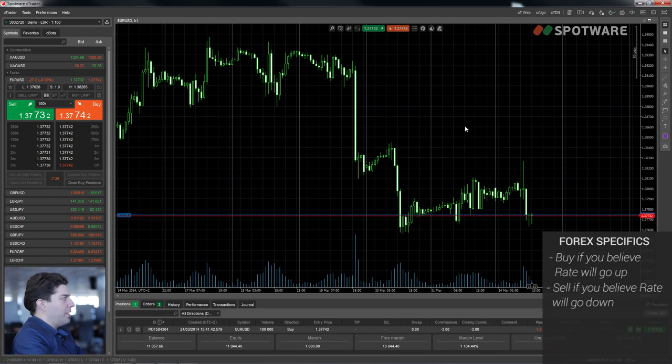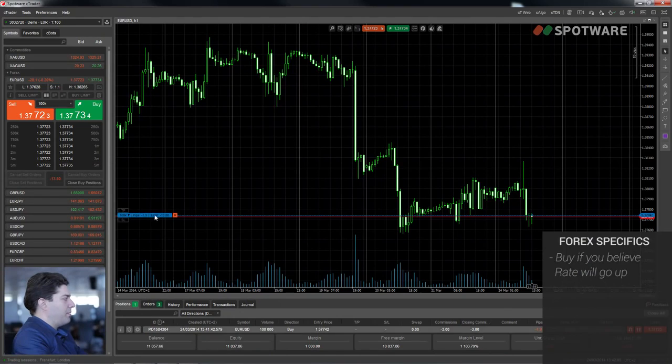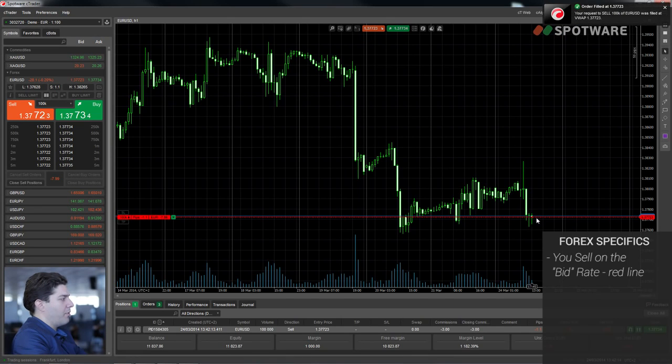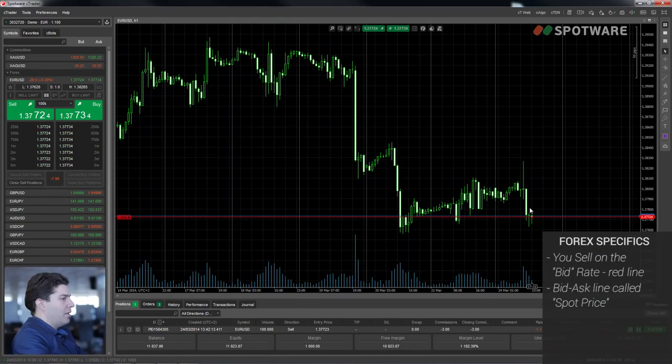You buy the currency pair on the exchange rate above the buy button, which is called the ask price, and it's represented on the chart by the blue line. If you believe that the exchange rate is going to go down, you sell the currency pair by using the sell button with the exchange rate above the sell button, and you sell on the red price, which is called the bid price. Those two prices together are called the spot price. If you are correct in your speculation, you will make a profit. If you are wrong, you will make a loss.